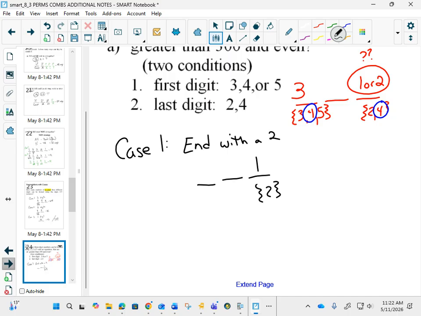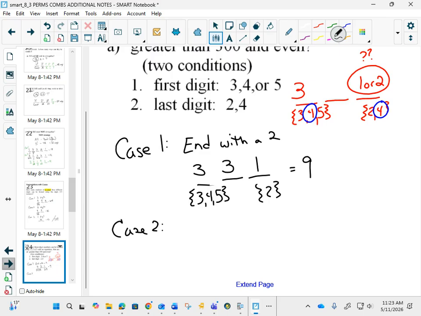Then when I look at my first restriction, can you see that all 3 of them, the 3, the 4, and the 5 are possible? 3 choices there. How many numbers are left? We chose the 2 there. We picked one of the numbers here. We've used up 2 numbers. We would have, of the 5, 3 choices left for 9 in total. Case 2.